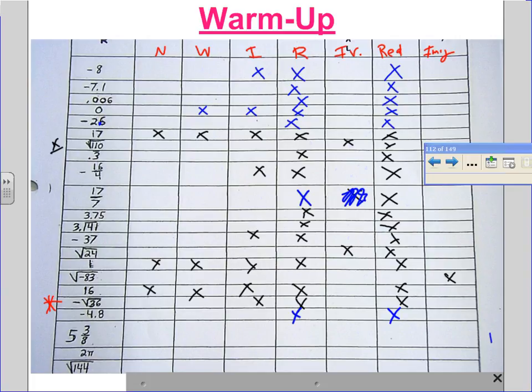Rational, real. 5 3/8. Nathan M. Okay, what should it be, though? You can do it. Mixed number. And? Good. Rational and real. Michelle, 2 pi. Good. Irrational, real. Square root of 144, Jackie. Good. Okay, I'm going to read the next one.